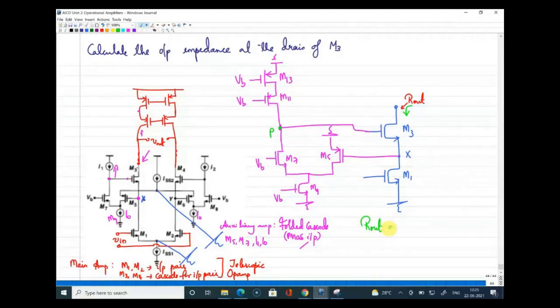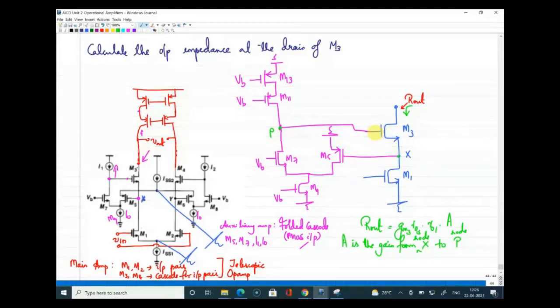As per the discussion I made for the gain boosting technique, I can write it as gm3 ro3 into ro1 into A. What is A? A is the gain of the folded cascode amplifier from point X to point P. When I say point, it is node X to node P, because this is the point where the signal is sensed and this is the point where the signal is given back. So between X and P there is an amplification happening. That is what is marked as A, right?